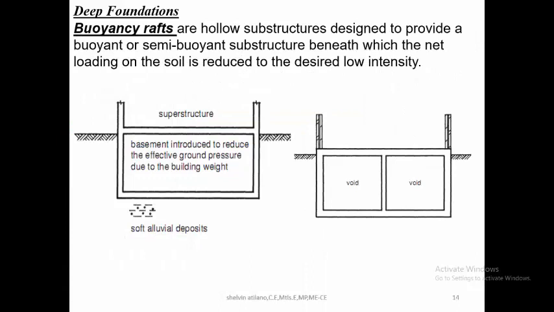Then buoyancy raft. These are hollow substructures designed to provide a buoyant or semi-buoyant structure beneath which the net loading in the soil is reduced to a desired low intensity. So we have here, unlike the basement, you enclose this one, and this way it will act as a buoyant structure that will help the structure avoid settlement. The basement is introduced to reduce the effective ground pressure due to the building weight.